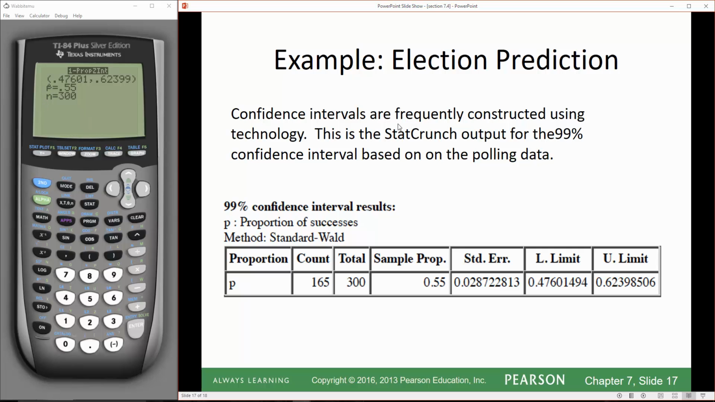So then here is just a printout from StatCrunch, right? And it has a lower limit, upper limit here, just as we calculated over there. Right. So you can see this also calculates p hat, the sample proportion, right?